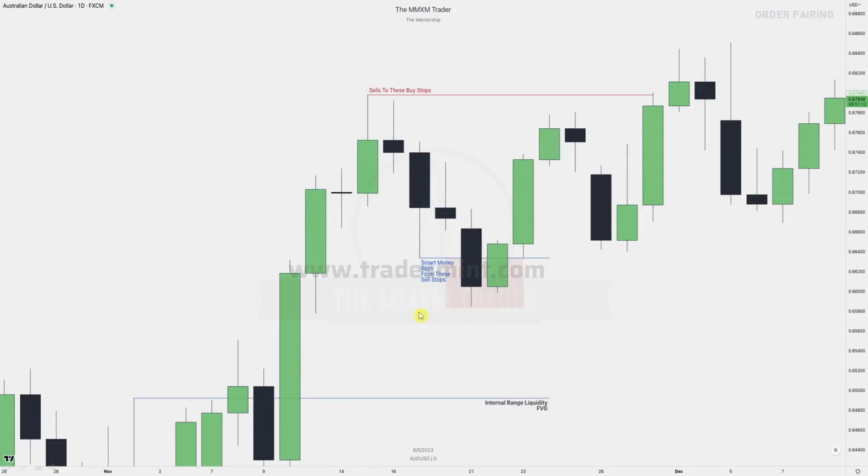Smart money buys below this old low, right? So swing low down here. Smart money buys from these sell stops, and then we continue up into these buy stops over here.